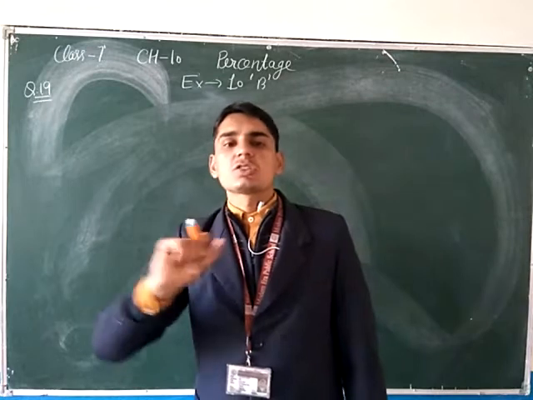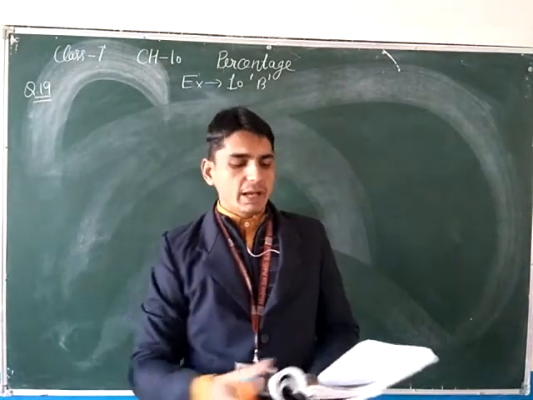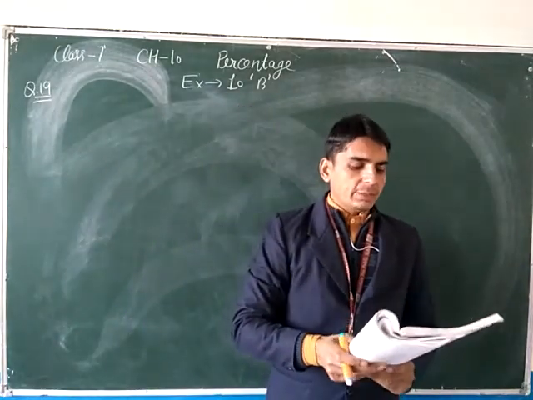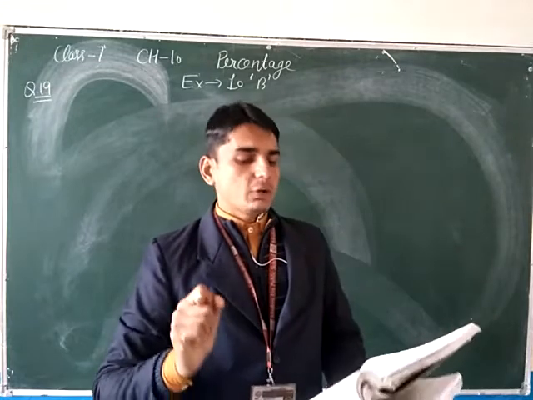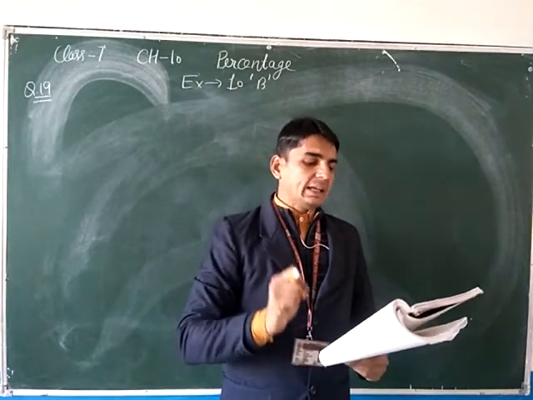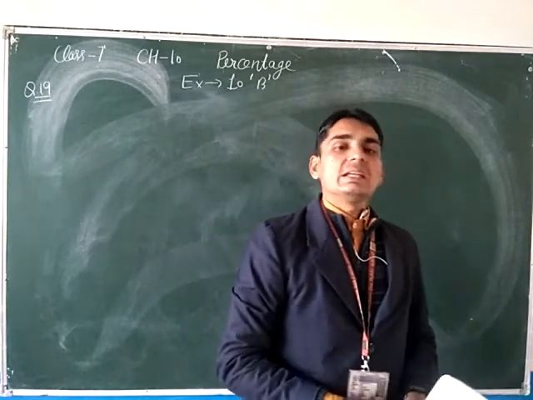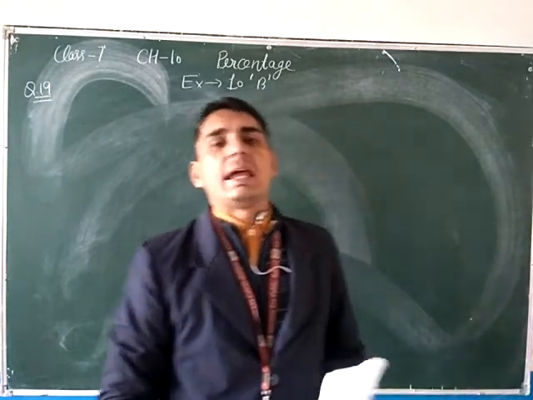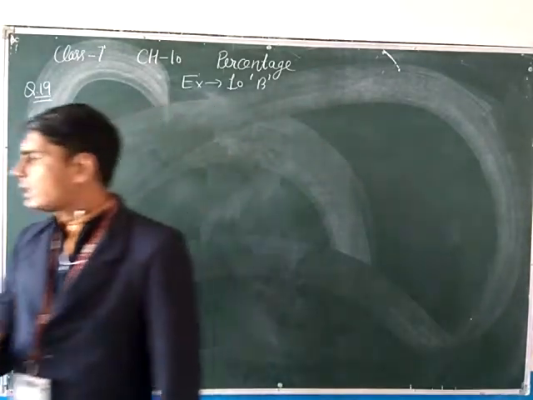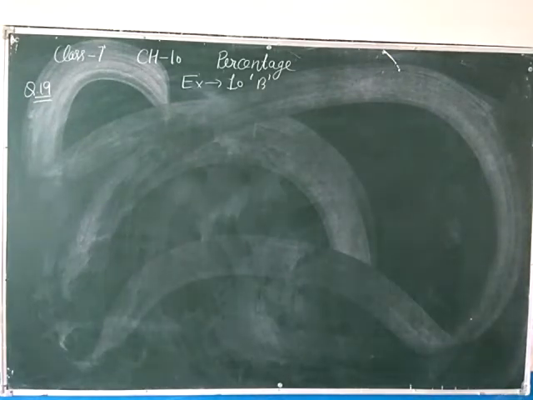So firstly, see question number 19. Question number 19 is: a number is increased by 20% and the increased number is decreased by 20%. Find the net increase or decrease percent. So see the solution of question number 19.